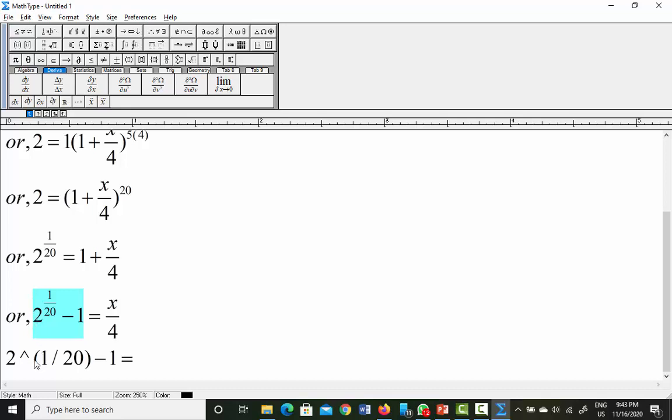Why should you put the bracket? Because if you don't give the bracket there, the calculator will understand that we have 2 power 1 and then divided by 20. But that is not the case. This 1 by 20 is in the power, so we need to put a bracket there, otherwise you will get the wrong answer. So let us calculate this.